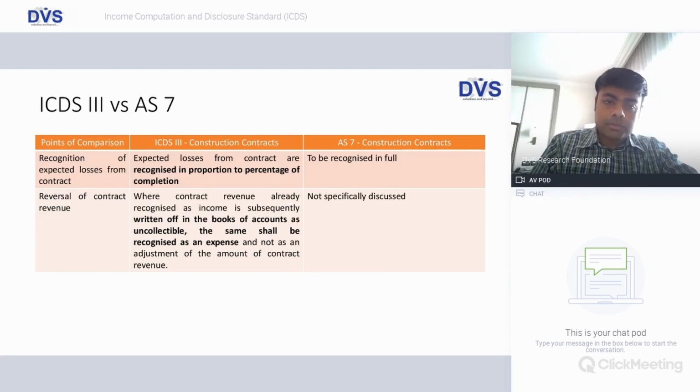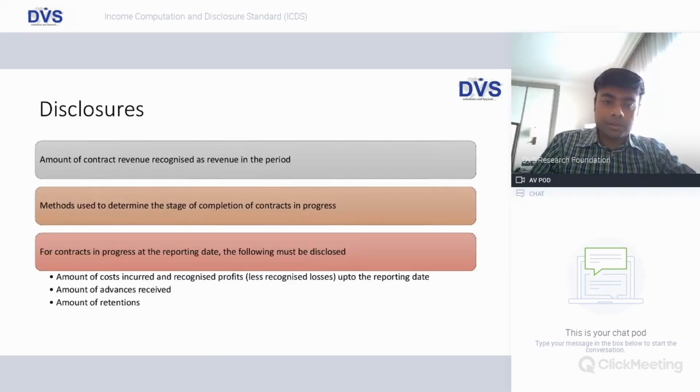Reversal of contract revenue: where contract revenue is already recognized as income in the books and it is written off in the books as uncollectible, the same shall be recognized as an expense. So under 36(1), this shall be deemed as a bad debt, and the conditions required for bad debts, like legal steps should have been initiated, and it should have been an actual write-off, and it should not be a provision for bad debts. All these things have to be categorically met for an assessee to be eligible to reverse a contract revenue.